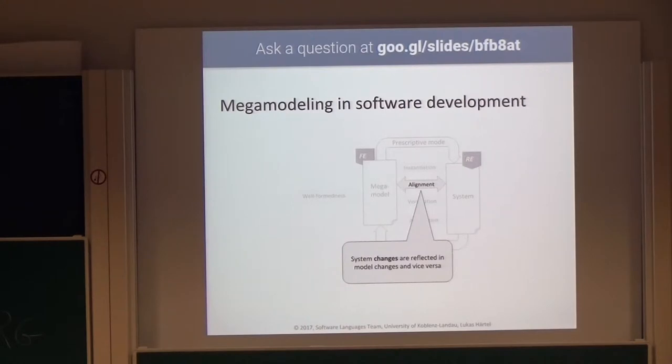Then there's the alignment, which is basically changes on the other side. If you model them next to each other, the systems, like the mega model and the system itself, then you need to align them. So you need a way of uncovering new elements in the system. But also, if properties don't hold anymore, you need ways of reinstating the properties or removing the properties, for example.